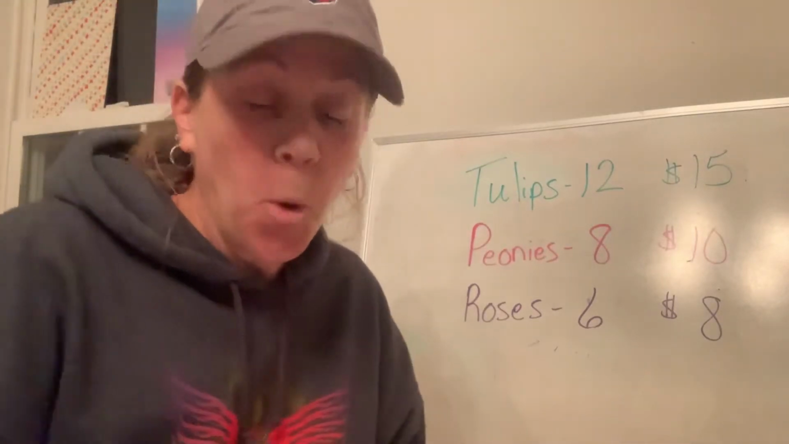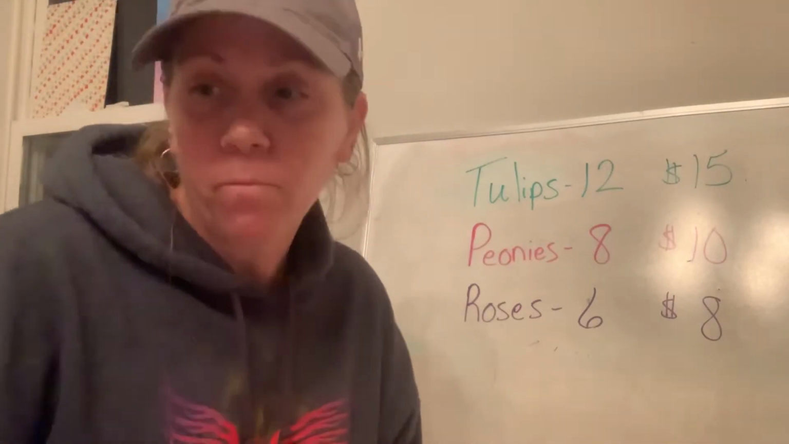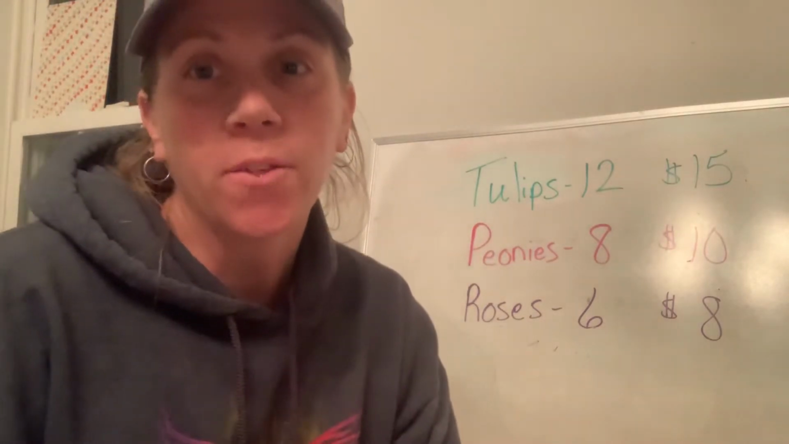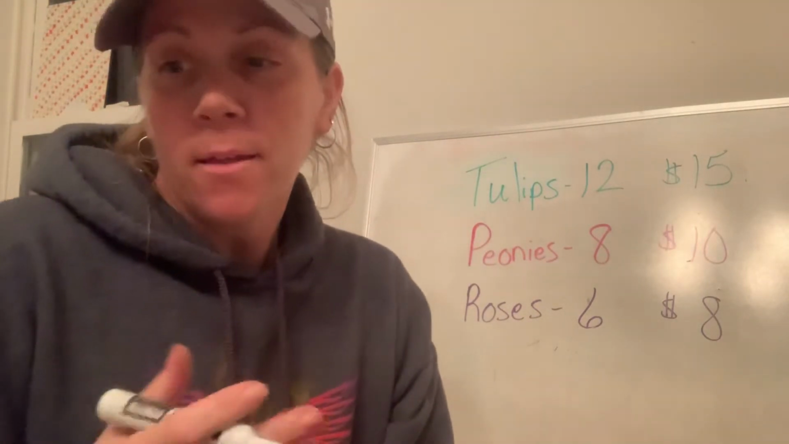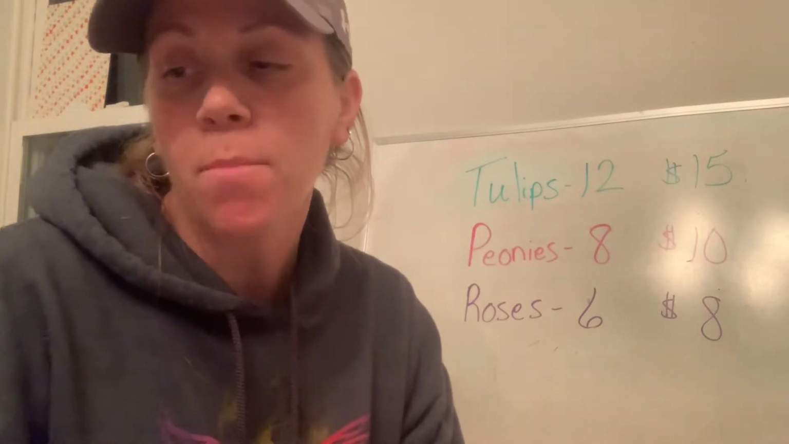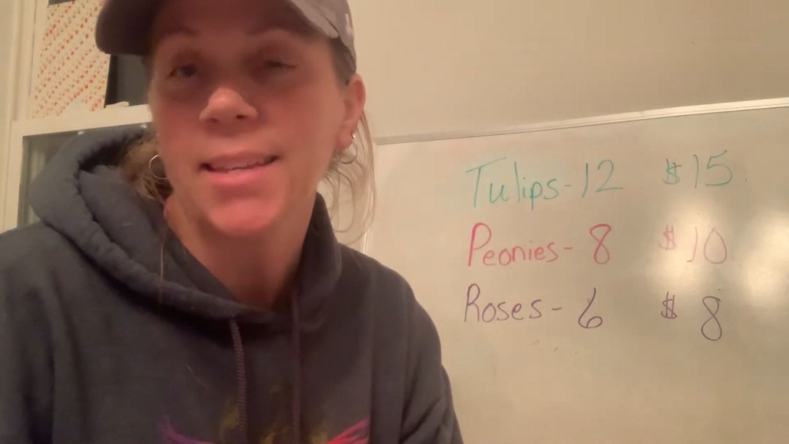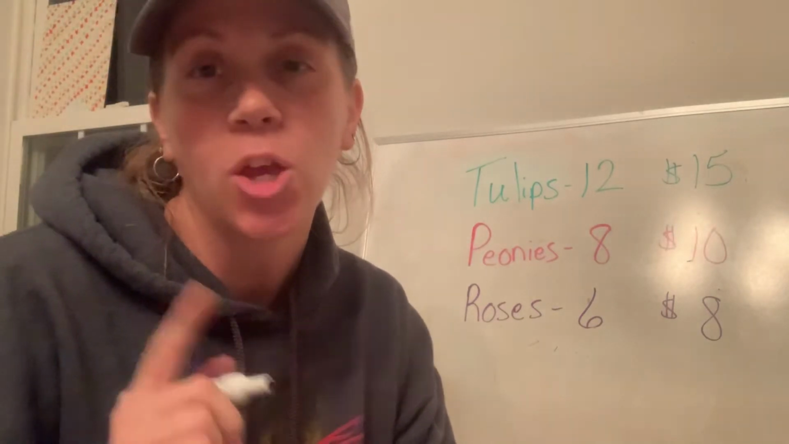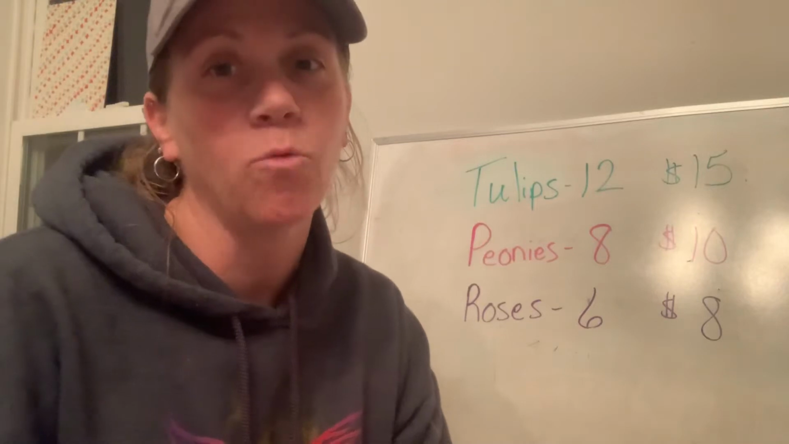All right, we're on page 103. We're with Rebecca at a flower shop. And before we go into the flower question, the first question says, Rebecca says that the least common multiple of 12 and 8 is also the least common multiple of 12, 8, and 6. Do you agree? Explain your reasoning.